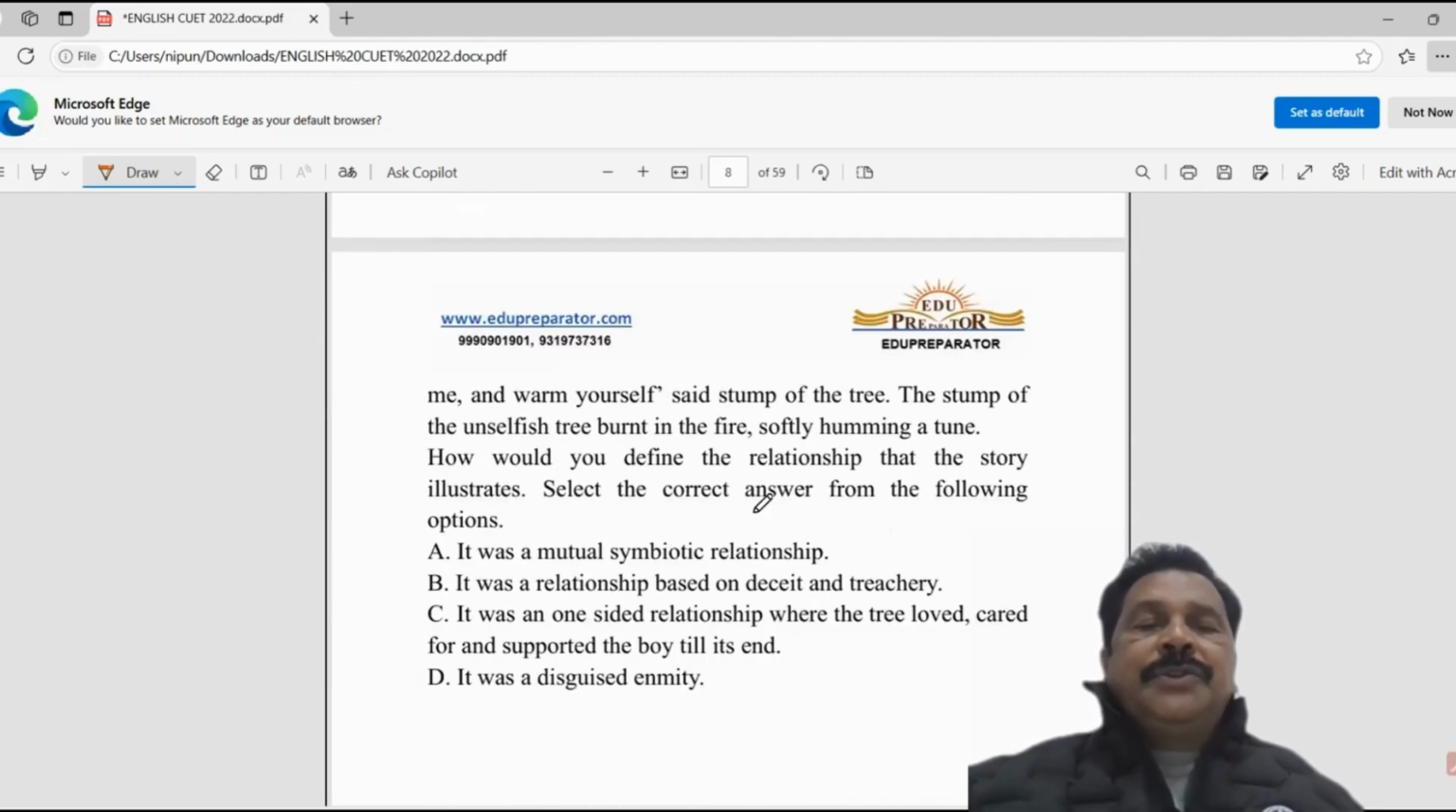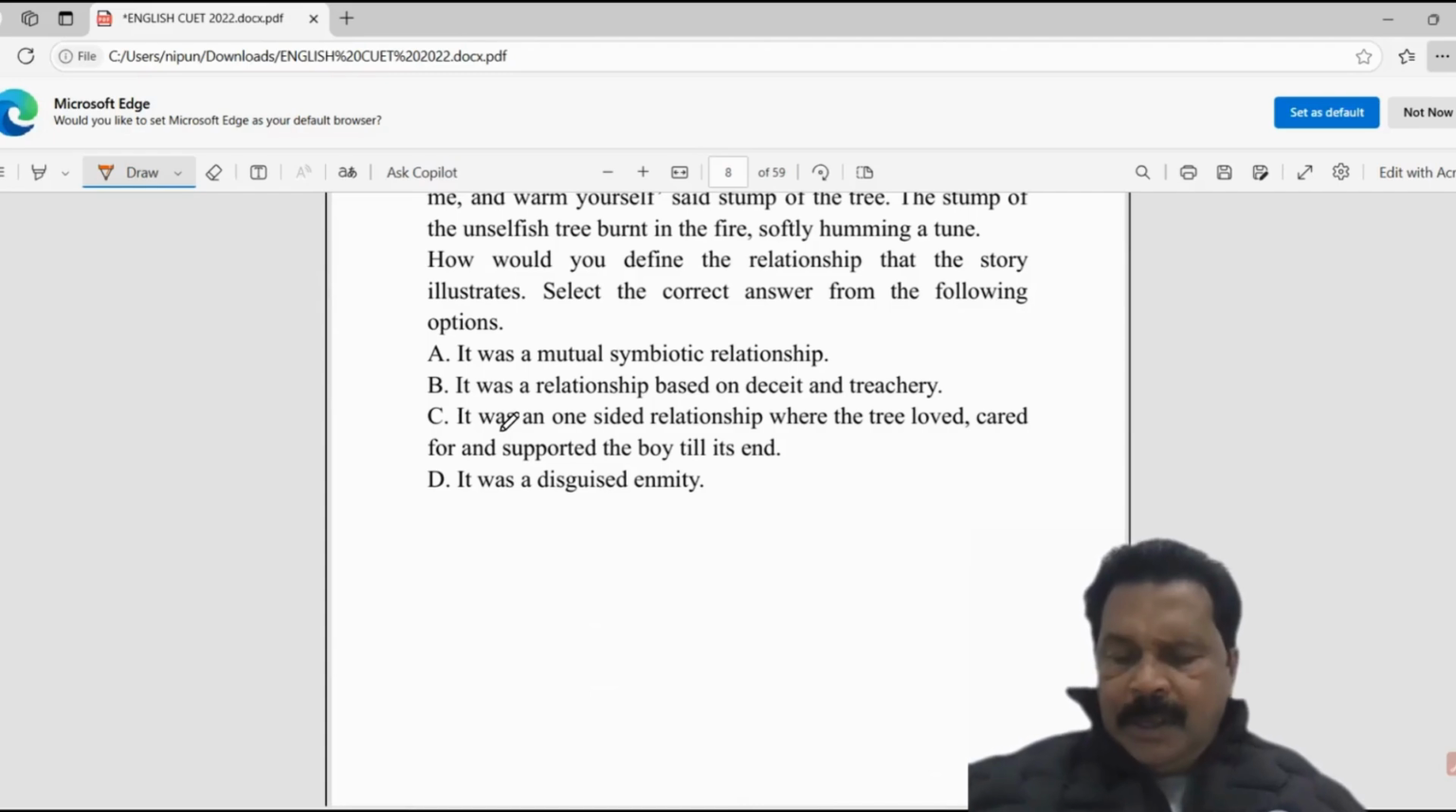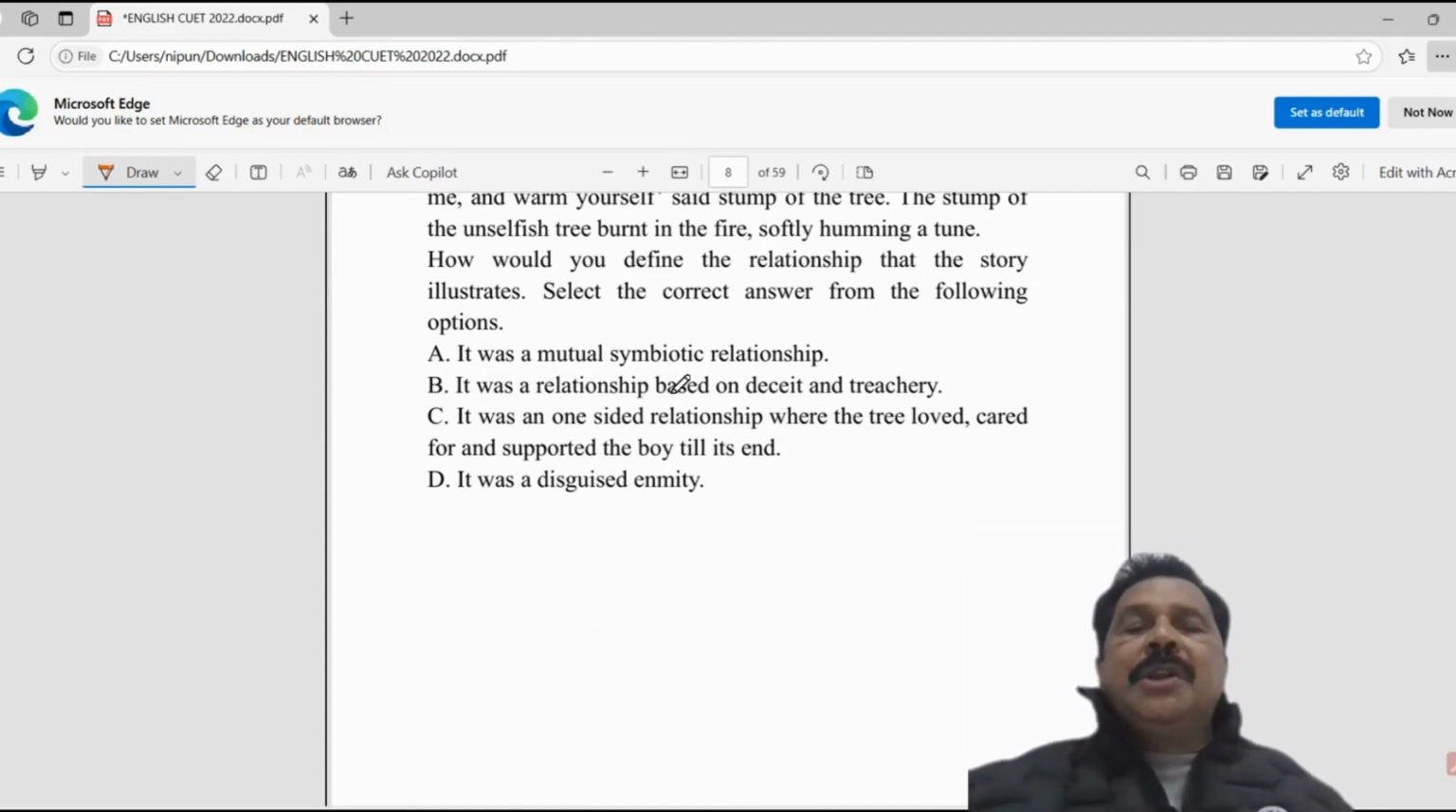And the fifth question is: how would you define the relationship that the story illustrates, meaning the story explains? Select the correct answer from the following options. Number one, it was a mutual symbiotic relationship. Second, it was a relationship based on deceit. Deceit means cunning or treachery.